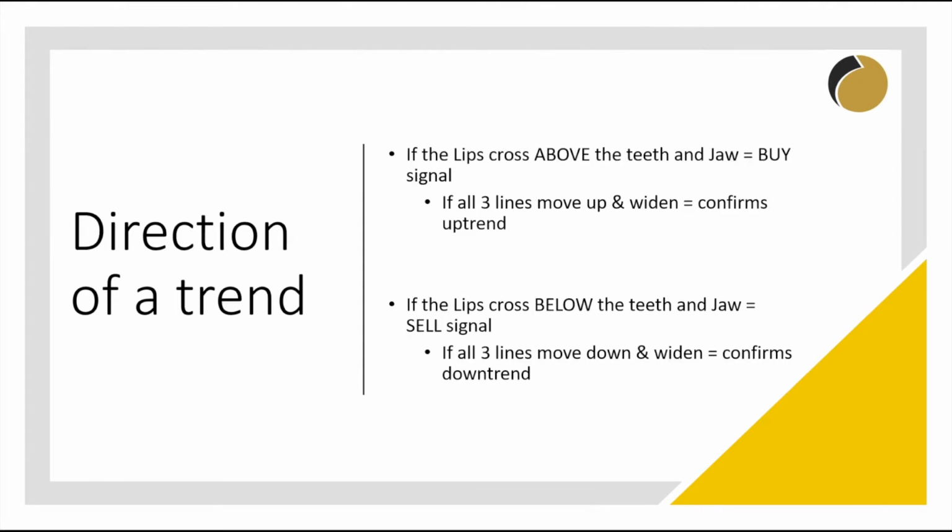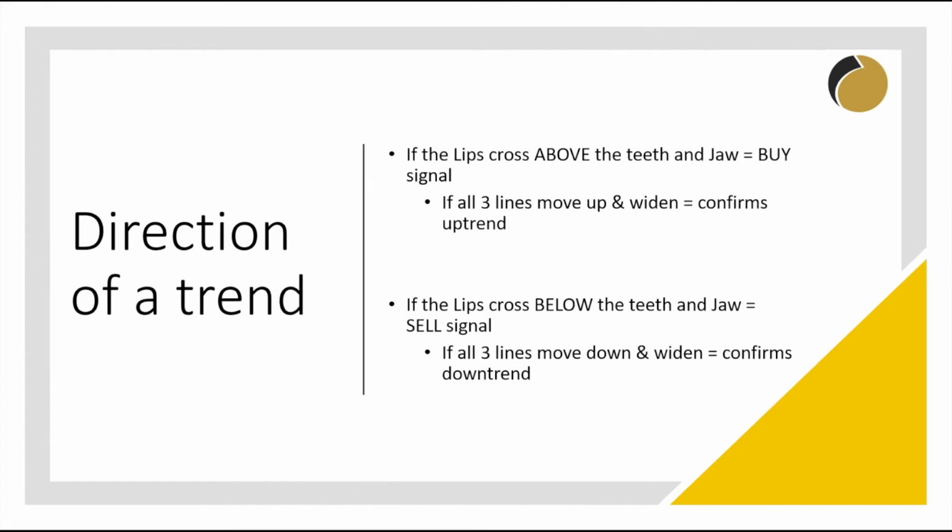Now, the last key piece of information that the Williams Alligator Indicator shows us is the direction of the trend. The direction of a trend is indicated by the movement of the two slower moving averages, being the teeth and the jaw. As mentioned earlier, the lips, or the green moving average, is the fastest and will move first. And then the red and the blue moving averages, which are the two slower ones, will follow the green one.